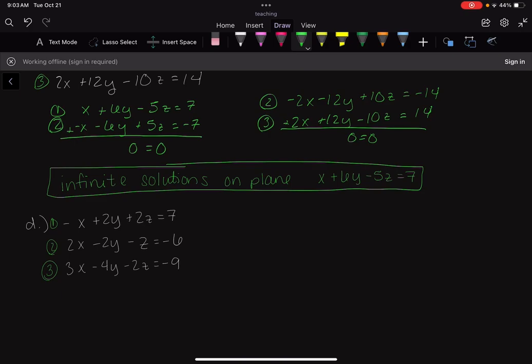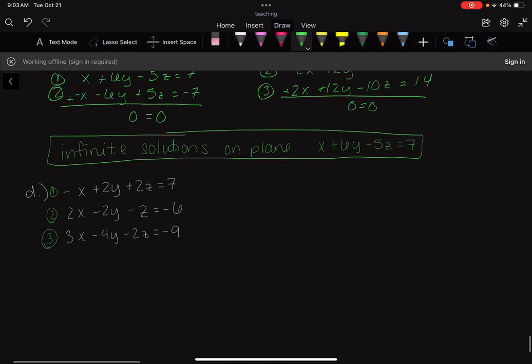Now you may cancel out a different variable from me, and that's perfectly fine. I'm going to go ahead and do the y's for this one, just so that I can give you a little bit of variety. I think canceling out the z's first would also be a good idea, but I'm going to do the y's just so that I can give you a little bit.